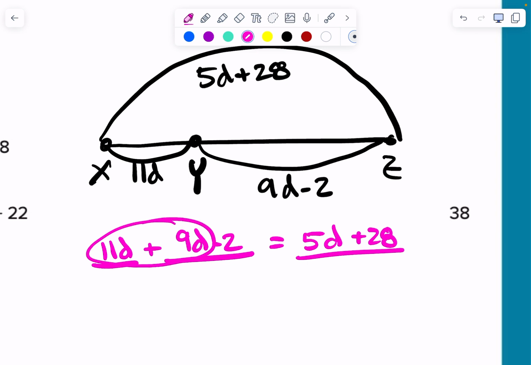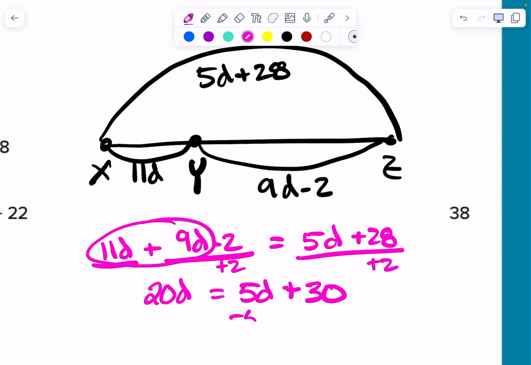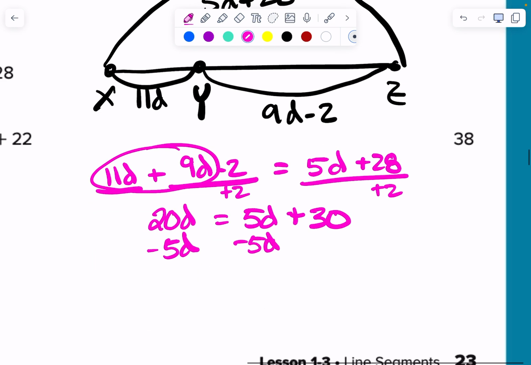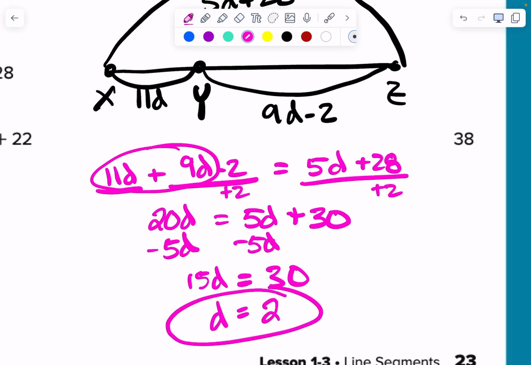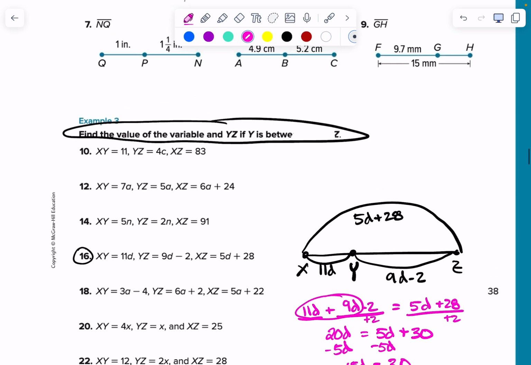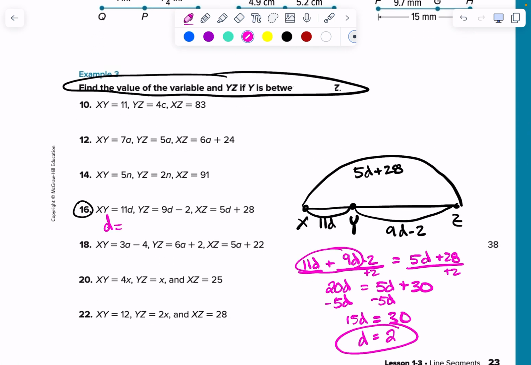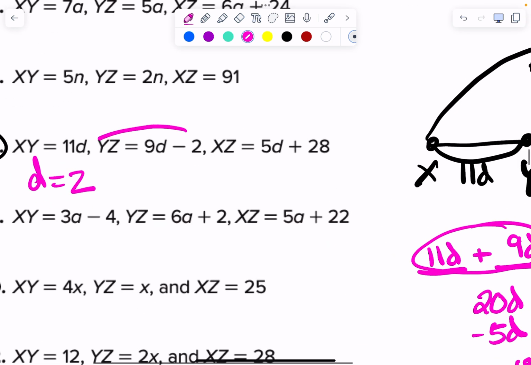Subtract 5 over. I'm going to do this. Well, I'm going to go 20D, and I'm going to add the 2 over. I'm going to do a couple steps at a time. 5D plus 30, and subtract the 5D. 15D equals 30, and what's D equal to? 2. Okay, D equals 2, and we want to know what YZ is. YZ is this guy right here. So I'm going to plug 2 into there. 9 times 2 minus 2. 16. I'm going to say YZ equals 16.